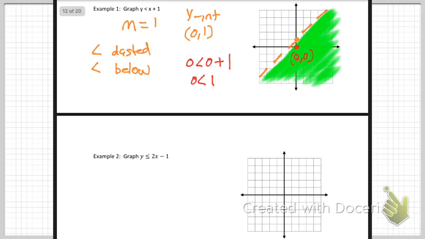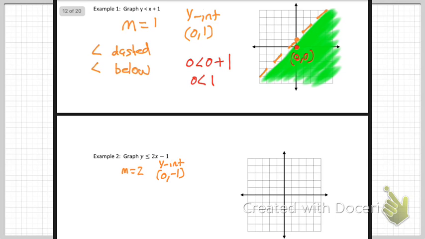Alright, so let's take a look at example 2. Alright, so let's identify what the slope is. The slope can be found here. My slope is 2, and my y-intercept can be found here. My y-intercept is negative 1. So let's write that down. m equals 2. My y-intercept is 0, negative 1.